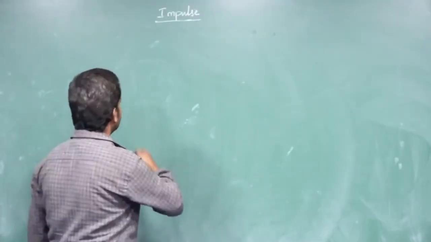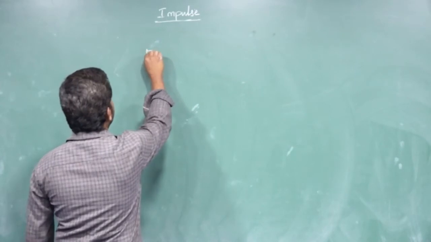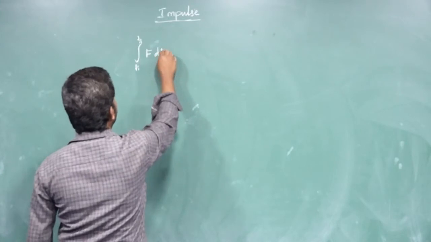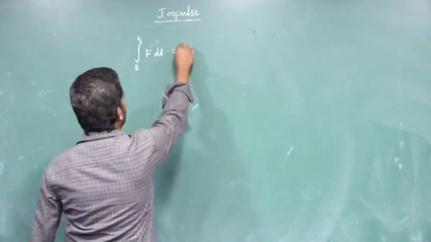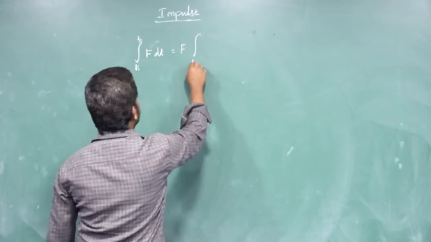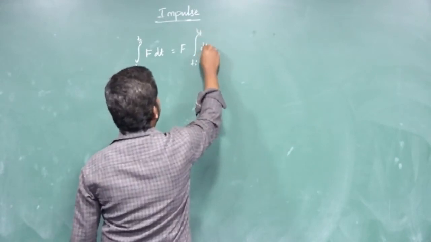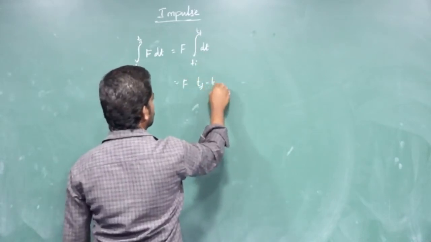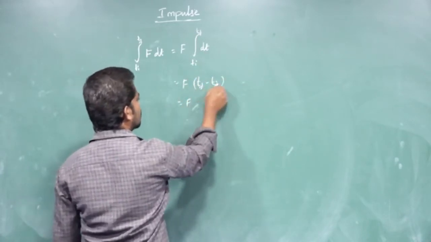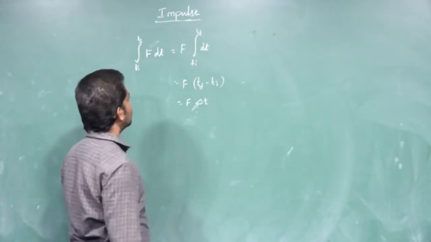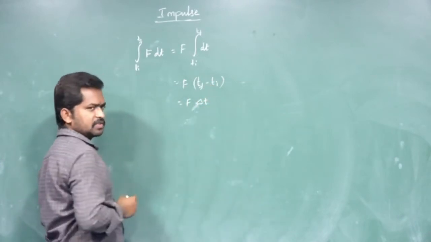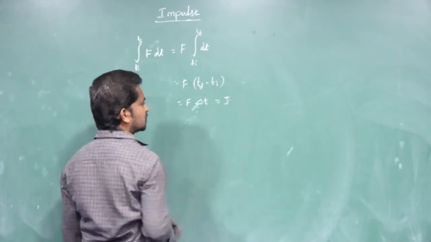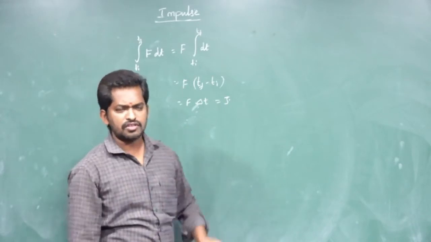If force is constant, then F times the integral from TI to TF of dt, since force is constant, we take it outside. That gives F into (T final minus T initial), so F into change in time, which is equal to del P, the change in momentum. So F into del T is equal to impulse, and this is equal to the change in momentum.